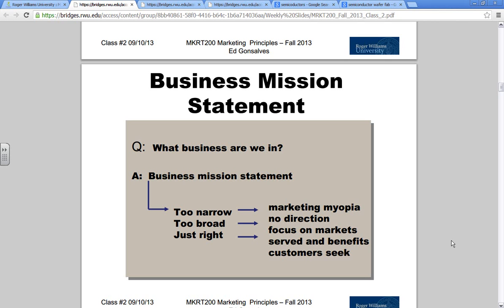The reason I brought up Goldilocks and the Three Bears, if you remember the story you may have heard when you were growing up: Goldilocks goes to the first bowl of porridge, too hot. Second one, too cold. Third one, just right. It's the same thing here. You've got to find something that makes sense and works for the competencies of the organization and what you're trying to do.